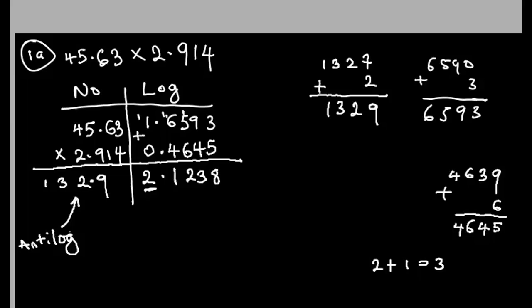So you can do a check on your calculator by pressing the original question, 45.63 times 2.914. Although the answer will be an approximated value. It won't give you the exact thing on the calculator, but a very similar, approximated form of it.